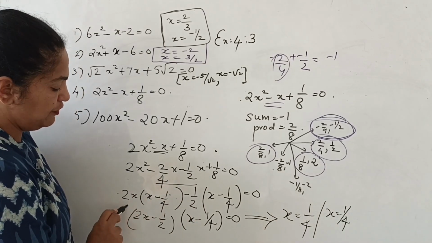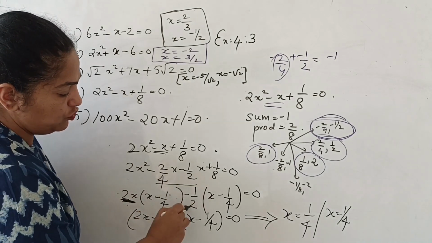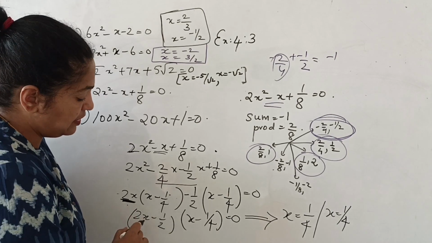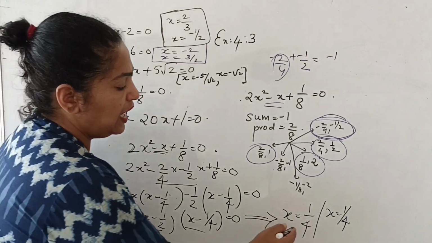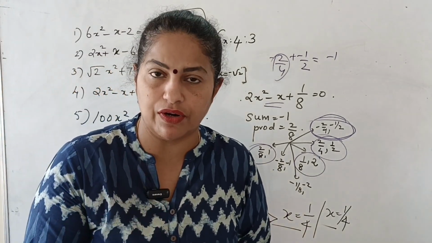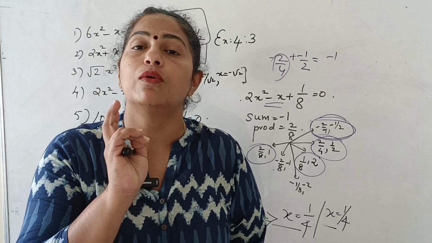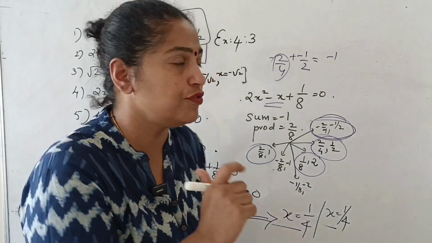I have taken the common factor outside. From the first two terms, I have taken a 2x outside. From the last two, I have taken a minus 1 by 2 outside, thus giving me 2x minus 1 by 2 and x minus 1 by 4 equal to 0. I will get both the factors as equal to 1 by 2. So this is a case of a quadratic equation where I have two roots, but both the roots are equal. Now can you remember the graph?